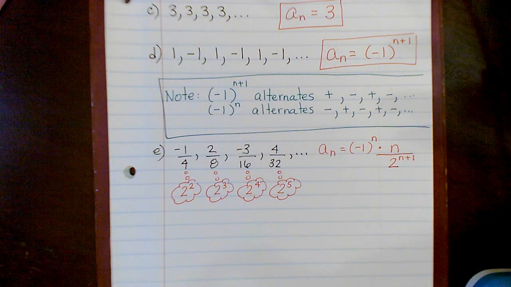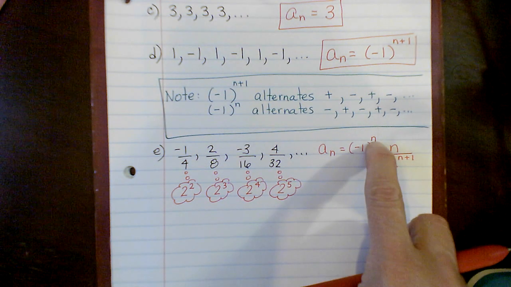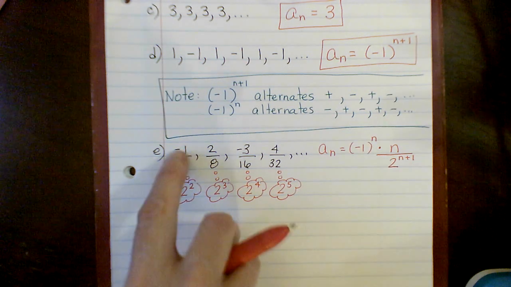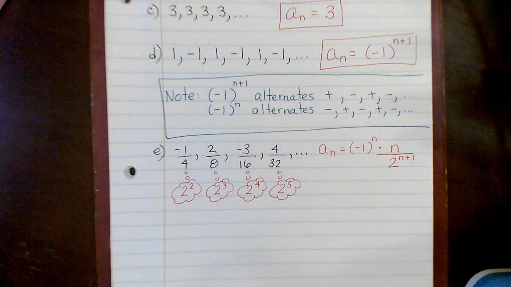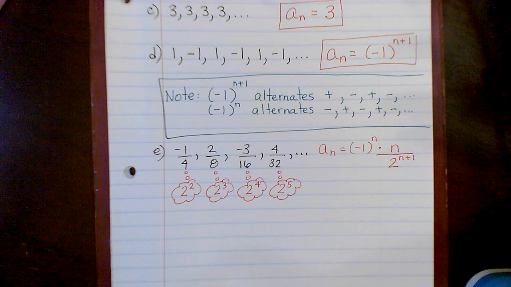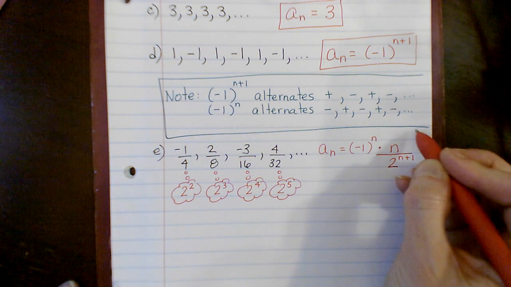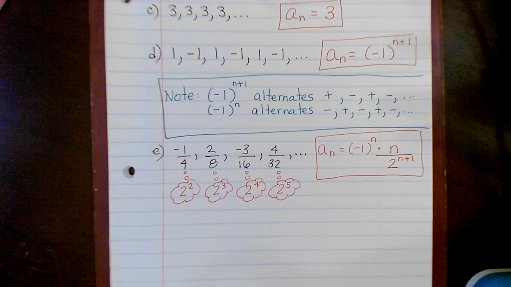So let's test this out. If I plug in 1 for n, I get negative 1 to the first, that's a negative, times 1. So negative 1 times 1, negative 1. 2 to the 1 plus 1 is 2 squared. And then you can check it by plugging in 2, 3, 4 for n. But yeah, these can get really, really messy.